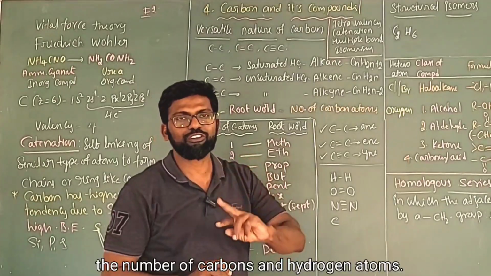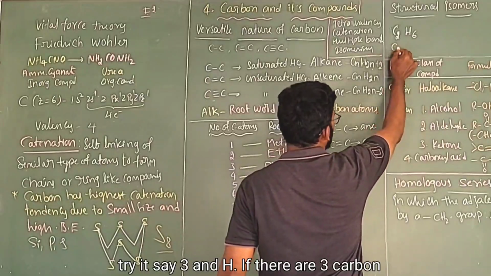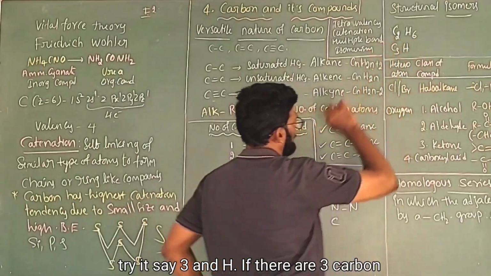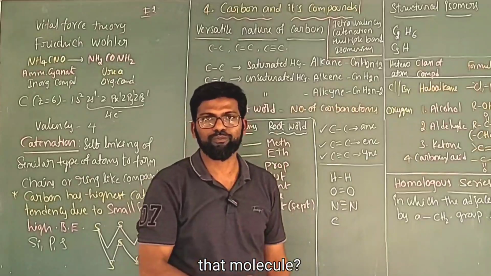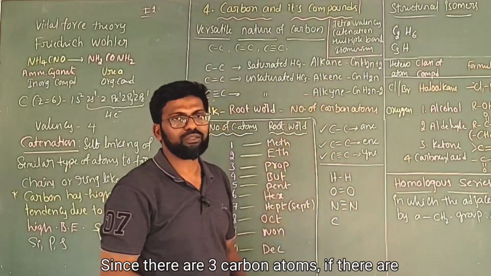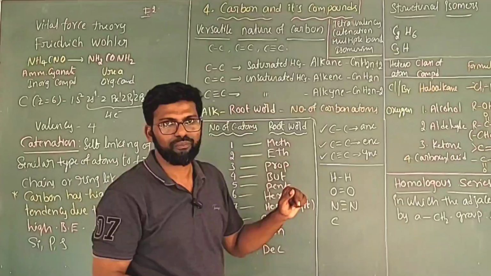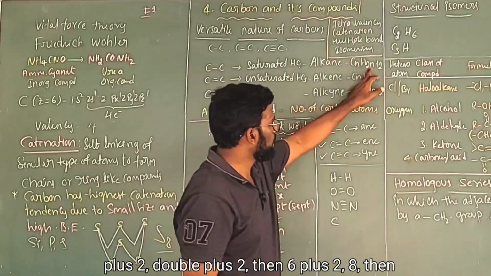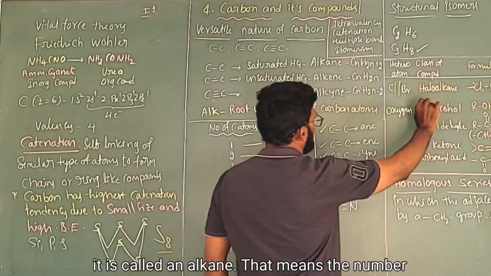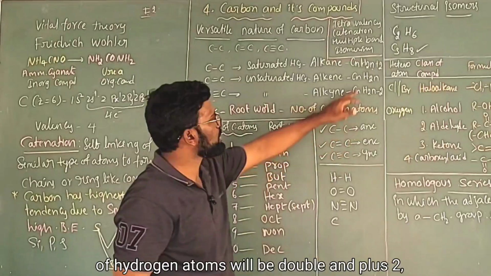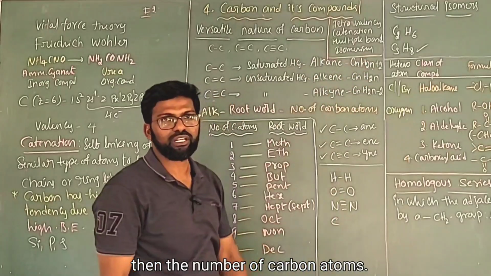Just by counting the number of carbons and hydrogen atoms. For example, if I give one more molecule, you try it, C3 and H. If there are 3 carbon atoms, how many hydrogens should be there in that molecule? Since there are 3 carbon atoms, you double the number of carbon atoms, then it becomes 3 2s are 6, plus 2, double plus 2, then 6 plus 2, 8, then it is called an alkane. That means the number of hydrogen atoms will be double and plus 2 than the number of carbon atoms.